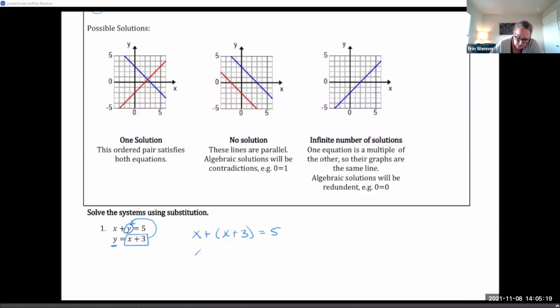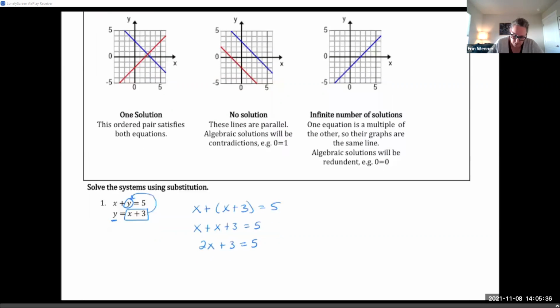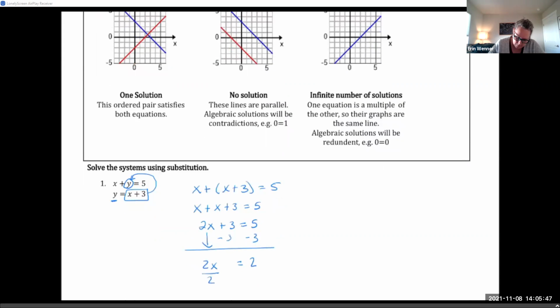We can rewrite this not using the parentheses. And then we want to combine like terms. So I've got x plus x, that's going to give me 2x. And now I'm just going to solve for x. So we're going to subtract 3 from both sides. Bring our 2x down because we didn't do anything with that. 5 minus 3 is 2. Divide by 2.